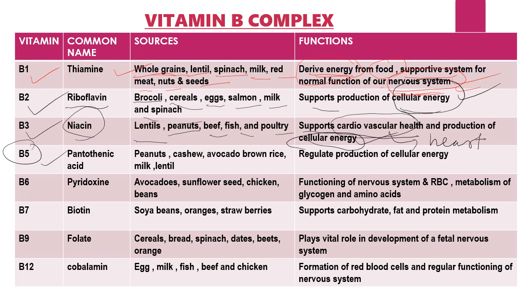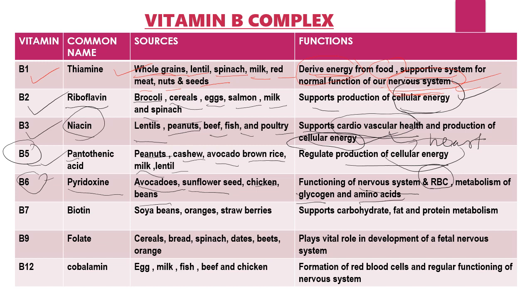The common name of B5 is pantothenic acid. It is present in peanuts, cashew, avocado, brown rice, milk, lentil. Its main function is to regulate the production of cellular energy. The common name of B6 is pyridoxine. It is present in avocados, sunflower seeds, chicken, beans. Its main function is the proper functioning of nervous system and RBC. It is also responsible for metabolism of glycogen and amino acid.